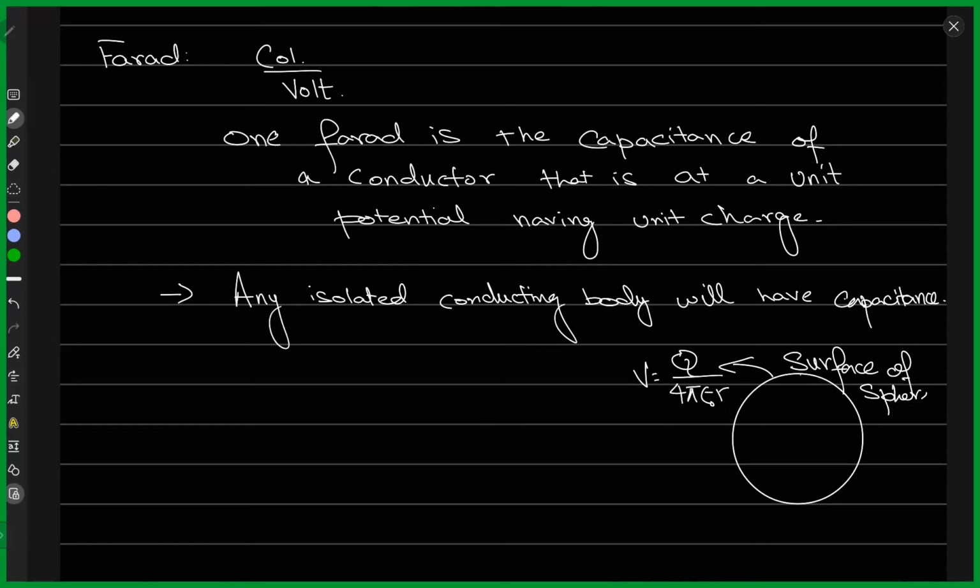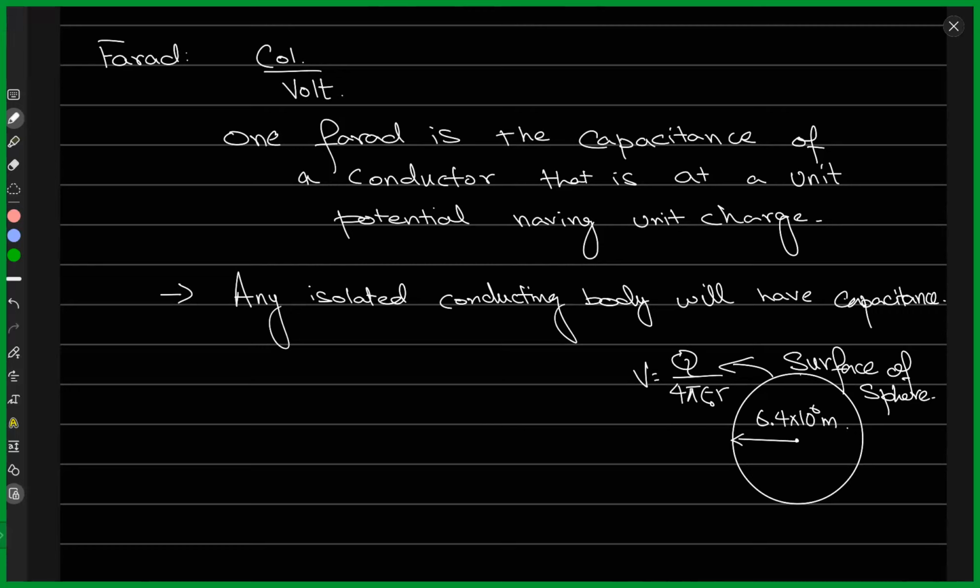So we can assume that my planet Earth is a sphere. It's a good approximation. And then we can work out the capacitance of planet Earth. So suppose that this is my planet Earth. We know that the radius of our Earth is approximately 6.4 into 10 raised to power 6 meters, right? So in meters, this is the radius of planet Earth.